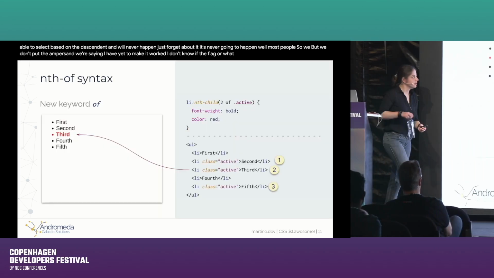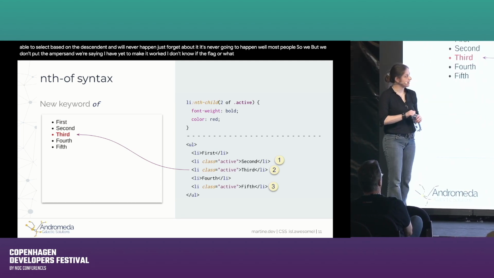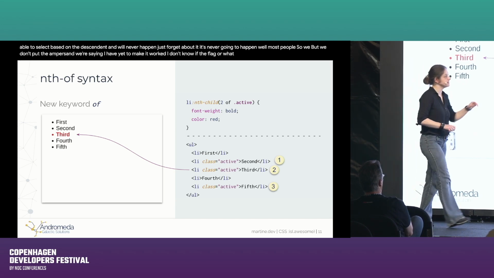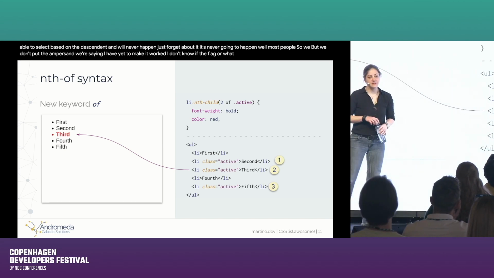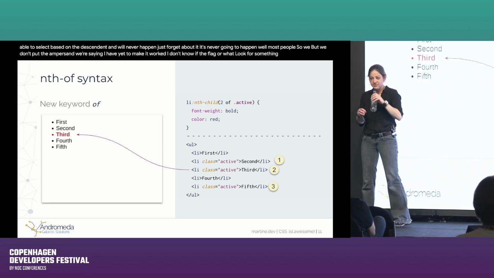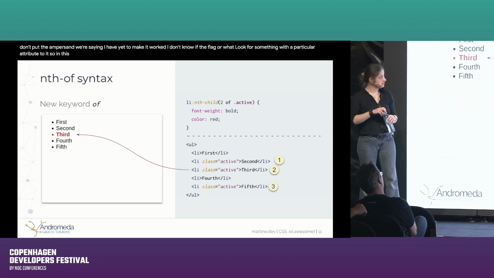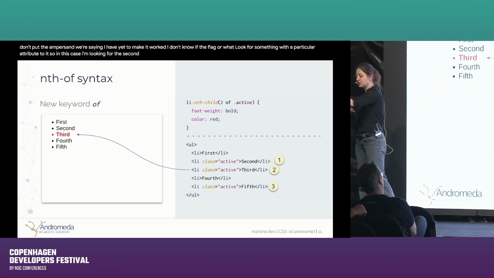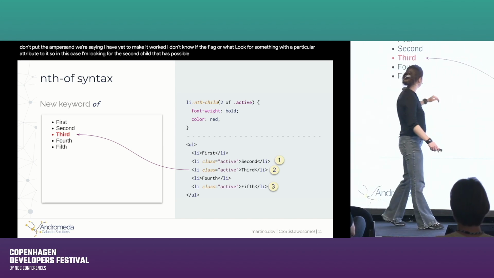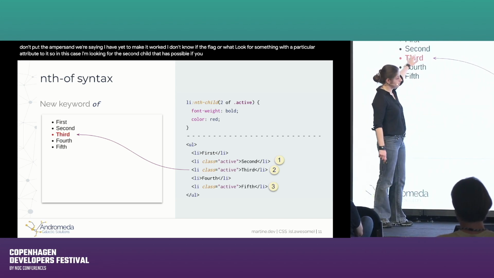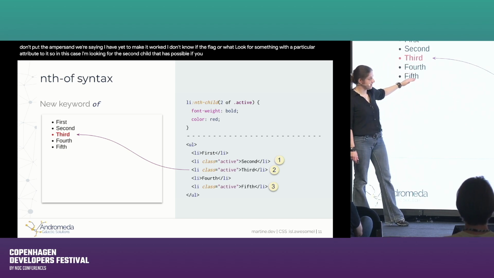Next. All right. The next selector we're going to look at is nth-child, which now has the of ability, so this of keyword. What that allows us to do is specifically look for something with a particular attribute to it. So in this case, I'm looking for the second child that has a class of active. So if we look, we have the first one, we have the second, third, and I put it on fifth. So second, third, and fifth have the active class.